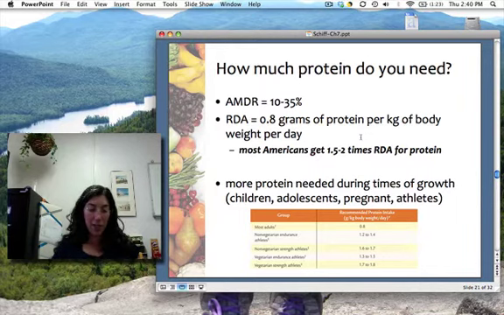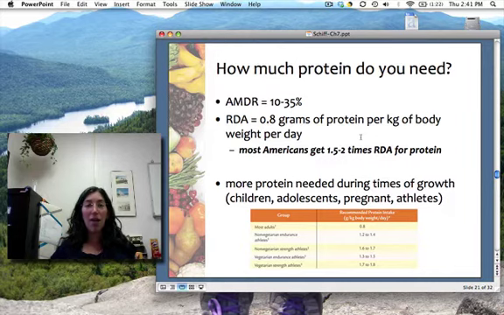So I'm going to do a little calculation here. For a 150-pound person, 150 pounds converted to kilograms, I divide by 2.2, is 68 kilograms, times 0.8 is 54.5. So that means that a 150-pound person needs about 55 grams of protein a day to meet the recommended dietary allowance. So you can do that for yourself if you'd like. Grab a calculator, take your weight in pounds, divide it by 2.2, and then multiply that number by 0.8, and that'll tell you how many grams of protein you need per day.